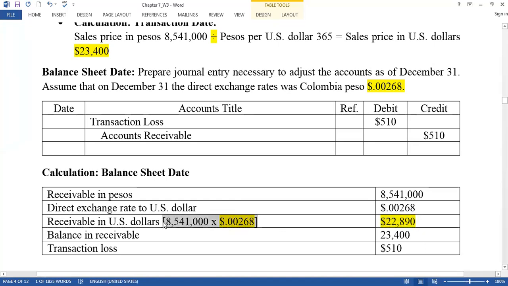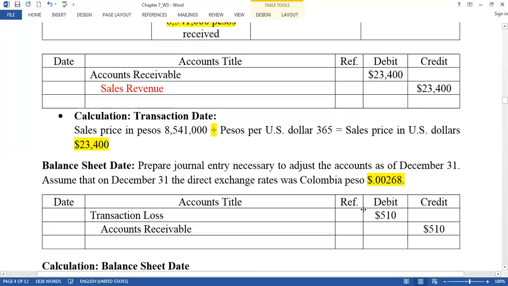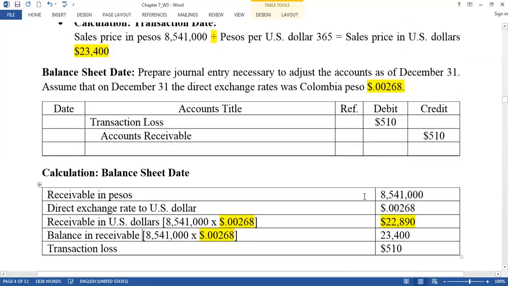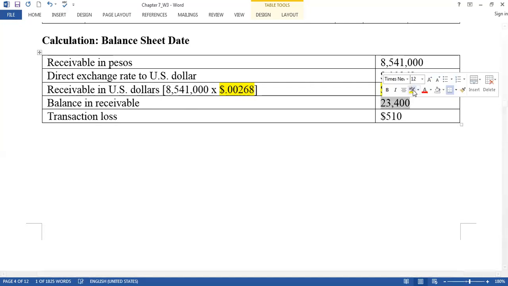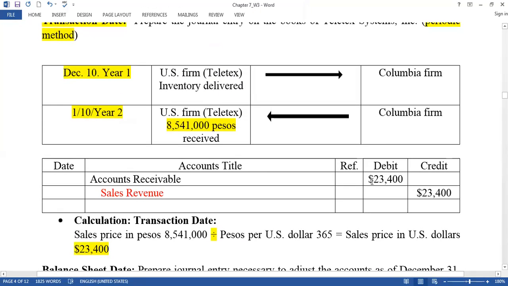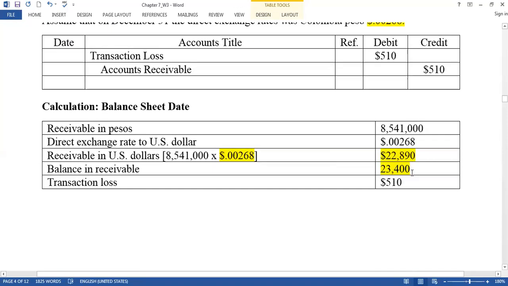But according to the transaction date, what is our receivable? According to the transaction date, our receivable is here. This one, right? This is the receivable according to the transaction date, but the balance sheet said that it should be $22,890. So obviously we have a loss.